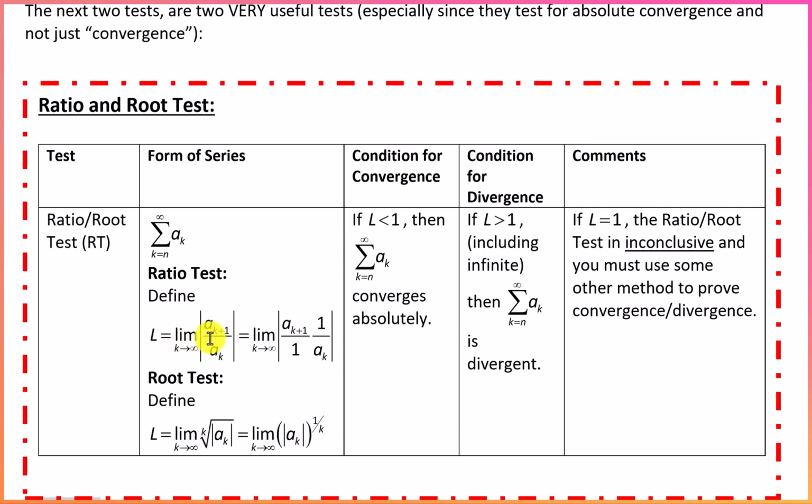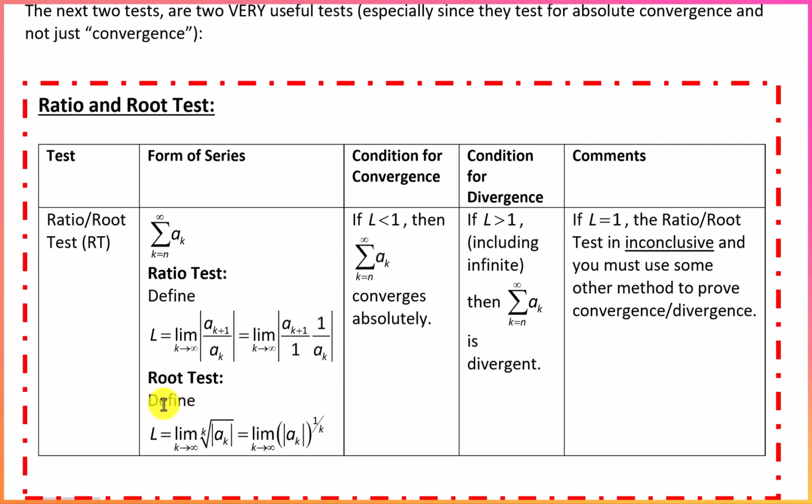as k is approaching infinity of the a sub k plus 1 term over the a sub k term. But because we're taking this limit, and it is often that our terms in our series are themselves fractions or ratios, it actually makes a little more sense to maybe write the ratio test in this form. We take the a sub k plus 1 term over 1 times the reciprocal of the a sub k term.